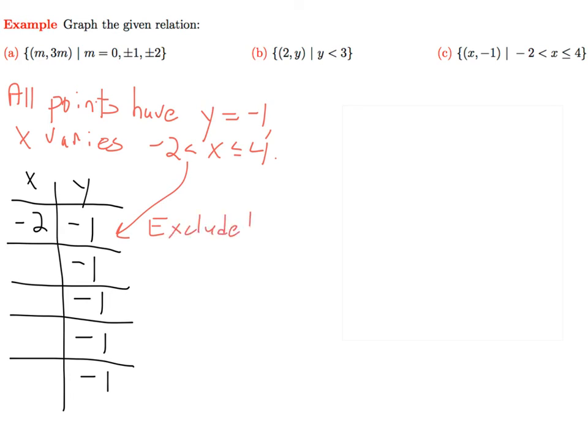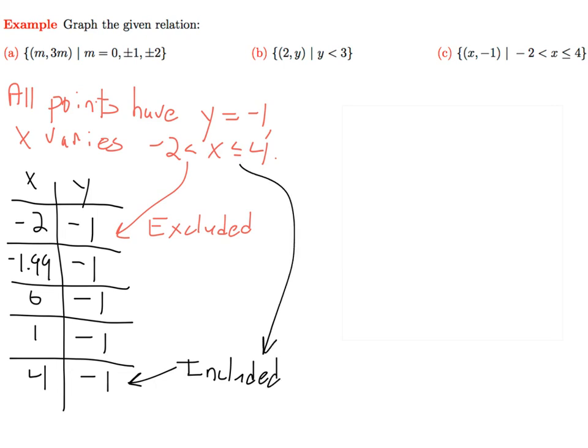But we would include any value of x that is just bigger than minus 2. For example, minus 1.99, that would be a point that satisfies this relation. 0, 1, and so on, up to and including 4. So this point would be included, since that is an inclusive inequality.